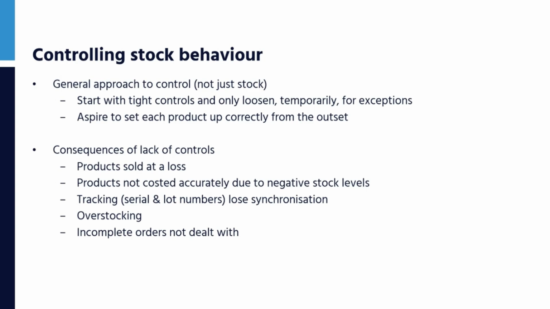And so from a stock behavior control point of view, it is really up to you to put the processes in place. Generally what we recommend is to start with some tight controls and only loosen them temporarily for exceptions. From an accounting perspective, it is best, when you are dishing out user rights or setting up your stock, to tighten things more than you perhaps need to. And then if there are reasons to loosen those controls, if possible, do that on a temporary basis.